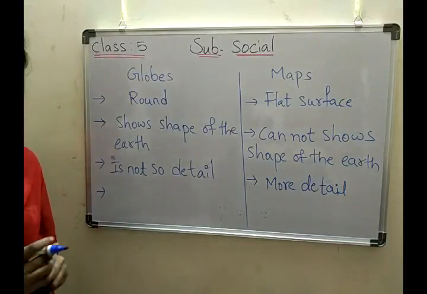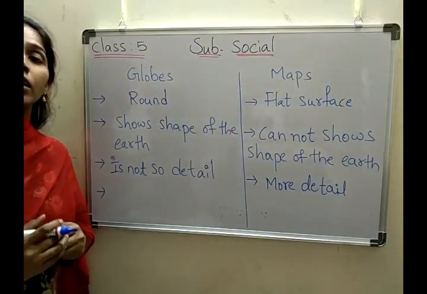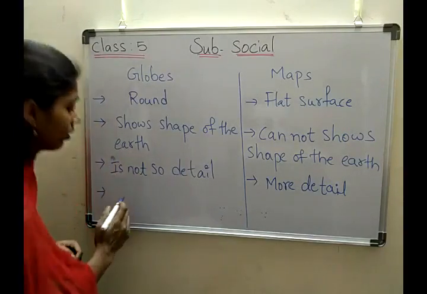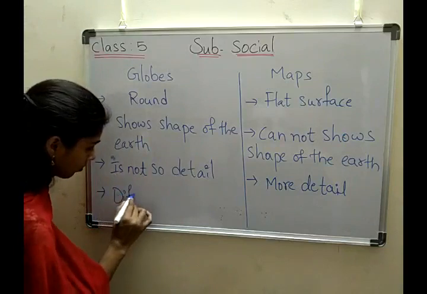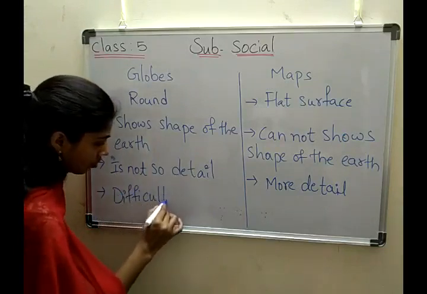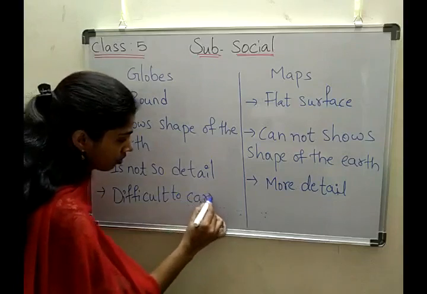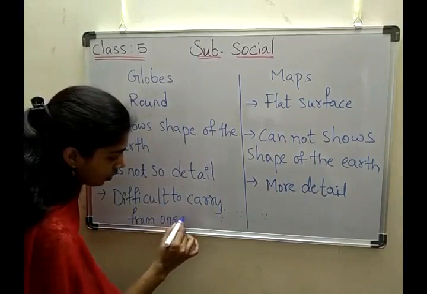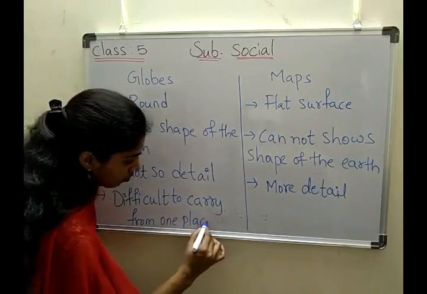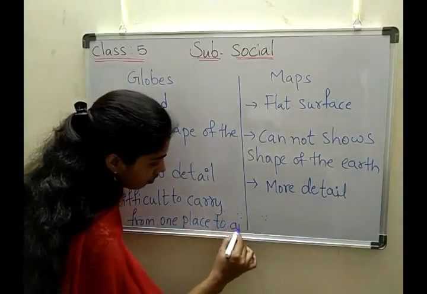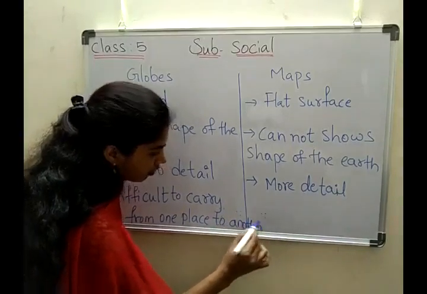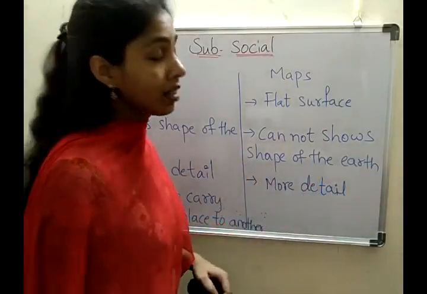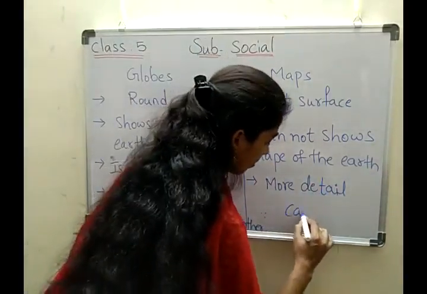Okay, next, children, globes are heavy. Okay, so it is difficult to carry from one place to another place. Okay, next, coming to maps, we can easily carry them.